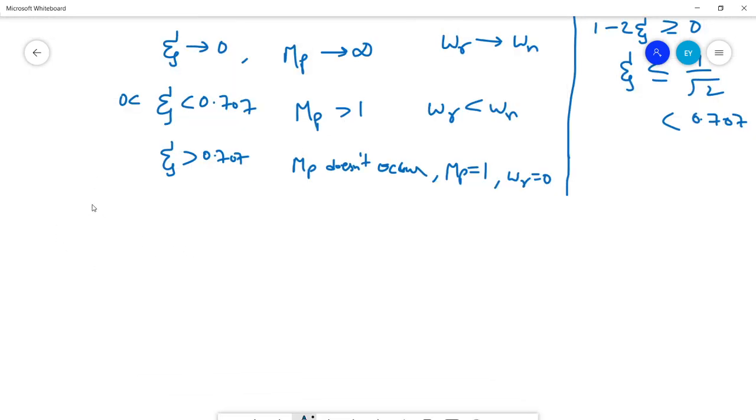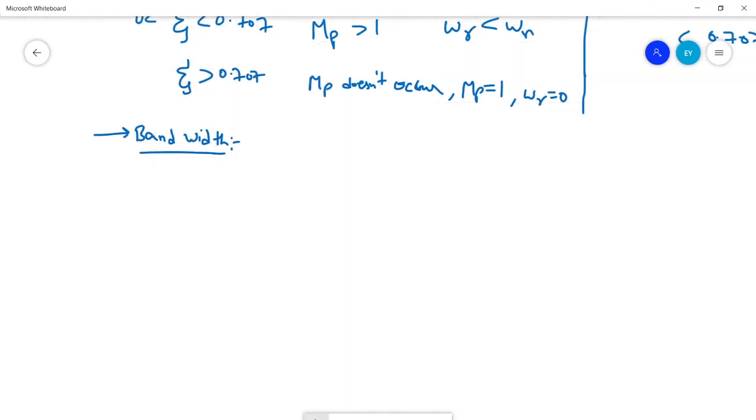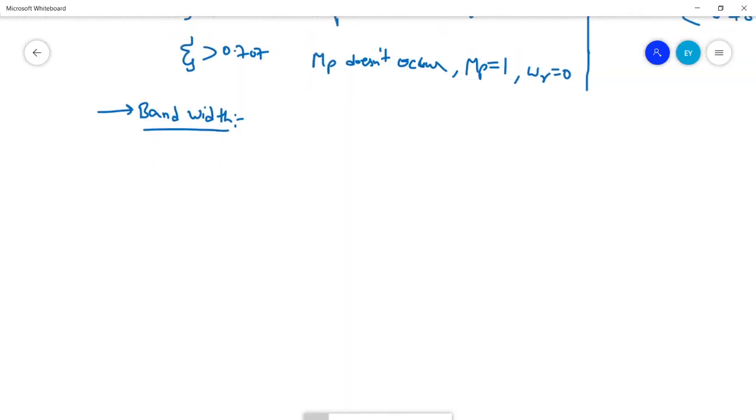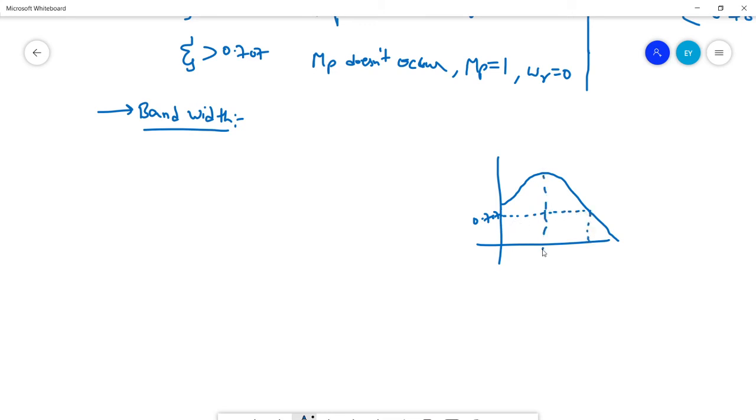Okay, next thing is bandwidth. In bandwidth you will get all the other specifications also, because bandwidth is computed by using all other specifications of the frequency domain. Cutoff frequency and cutoff rate you can get from here. What we saw from the plot is that if you are computing the maximum value at 0.707, this part is the bandwidth.